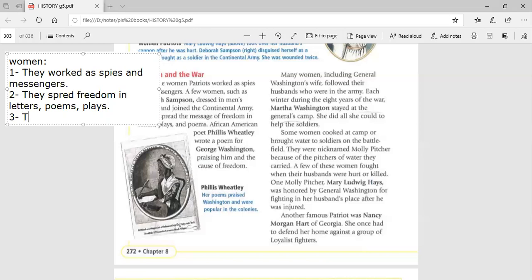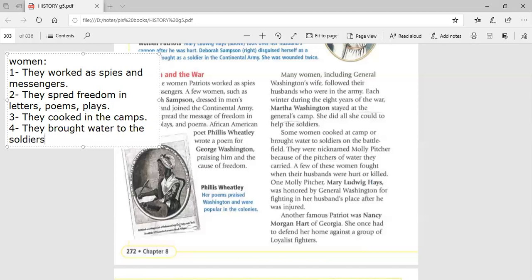They cooked in the camps. Okay. What else? Number four, they brought water to the soldiers.